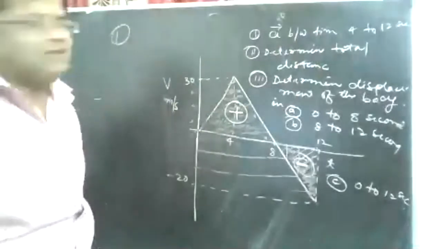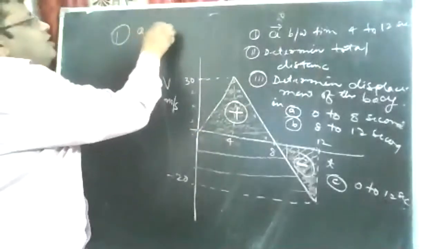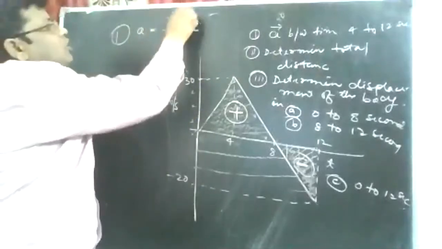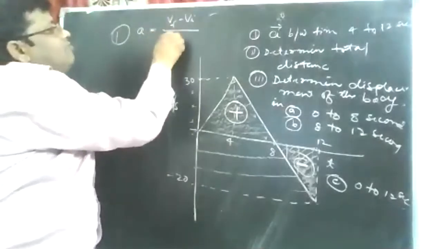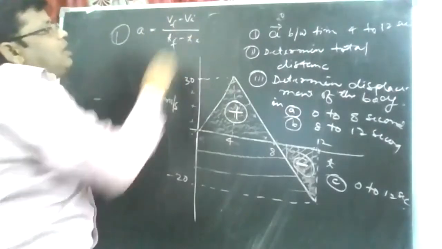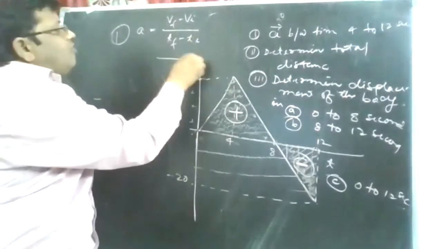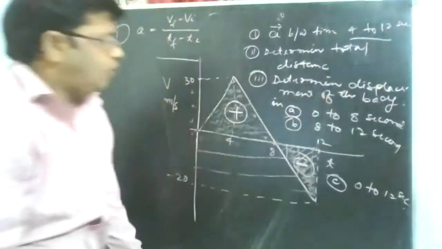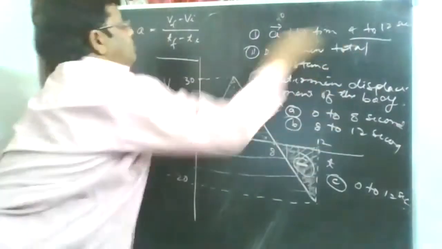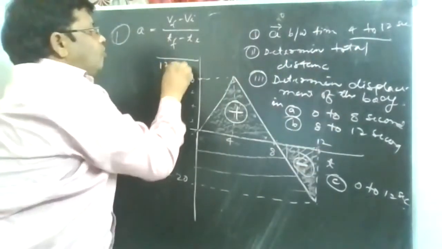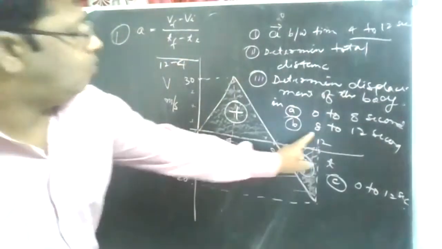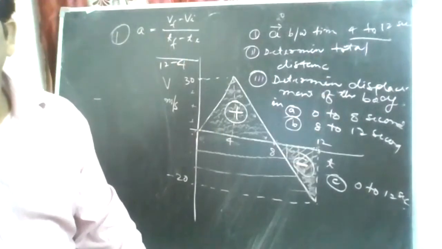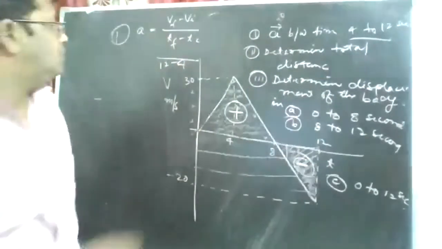Acceleration is equal to change in velocity upon change in time: final velocity minus initial velocity, final time minus initial time. Yes beta, between 4 to 12 second. What is the final time? 12. What is the initial time? 4. At 12 seconds, what is the velocity of the body? Minus 20.